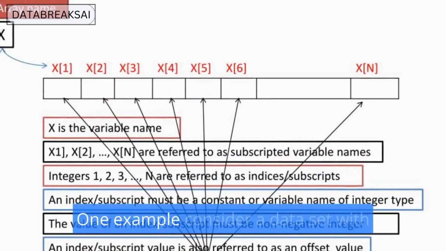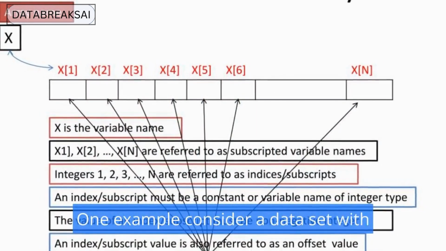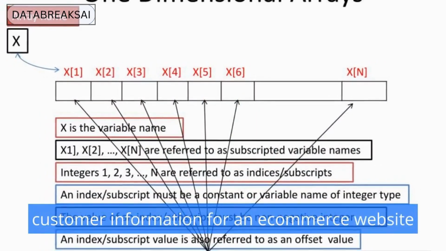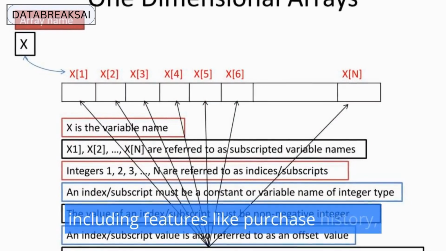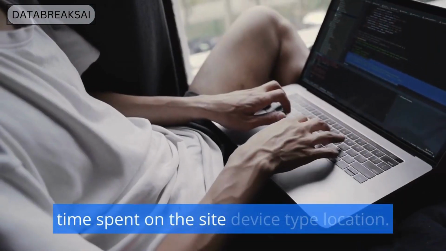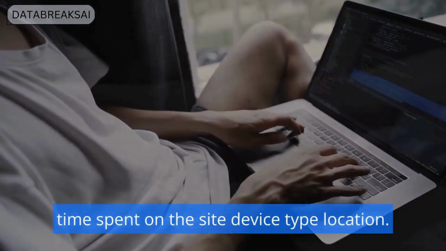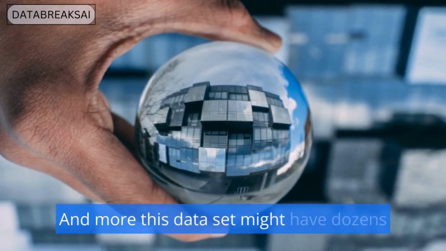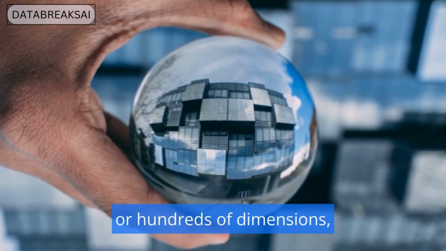High-dimensional data. 1. Example. Consider a dataset with customer information for an e-commerce website, including features like purchase history, time spent on the site, device type, location, and more. This dataset might have dozens or hundreds of dimensions.